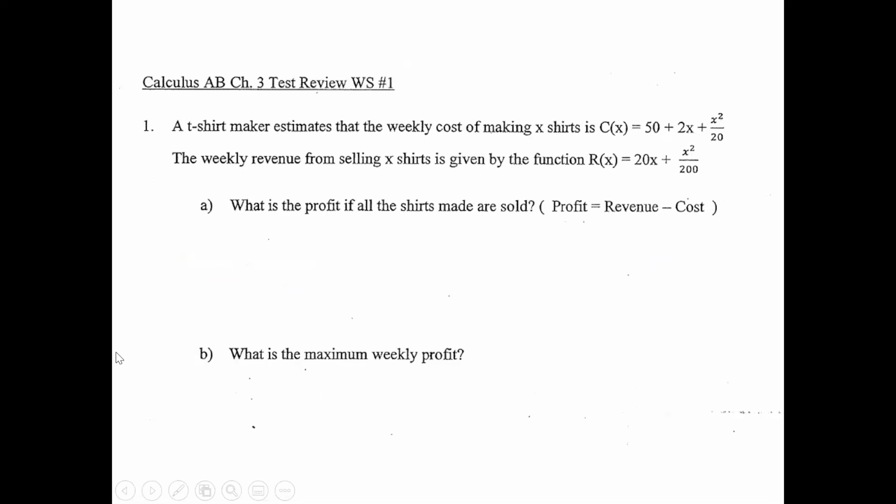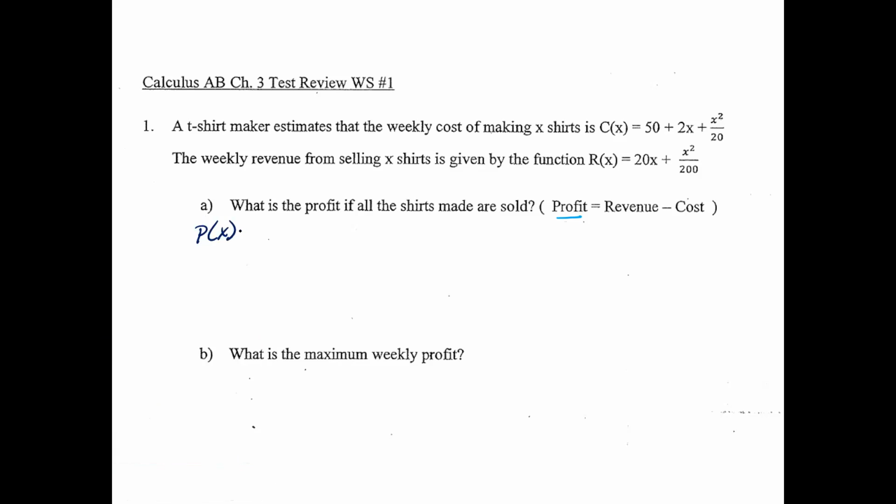It says a t-shirt maker estimates that the weekly cost of making t-shirts is C of X equals that entire thing. The weekly revenue of selling X t-shirts is given by R of X. So A asks you, what is the profit if the t-shirts made are sold, which is profit is equal to the revenue minus cost, which makes sense because revenue is how much you actually sold the t-shirts for, and the cost is the amount of money that you're spending to make the t-shirts. So you will have to subtract the two, and hopefully your revenue is going to exceed the cost of you actually making the t-shirts, because if it's a negative, then that means you have a really bad business model.